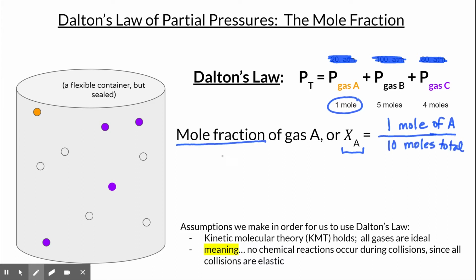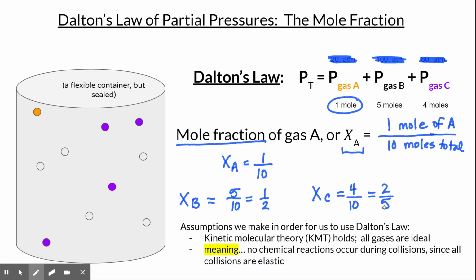Therefore, X sub A is 1 over 10. In a similar way, you can solve for the mole fraction of gas B, which is 5 over 10, or 1/2. And the mole fraction of gas C would be 4 over 10, which is really 2 over 5.